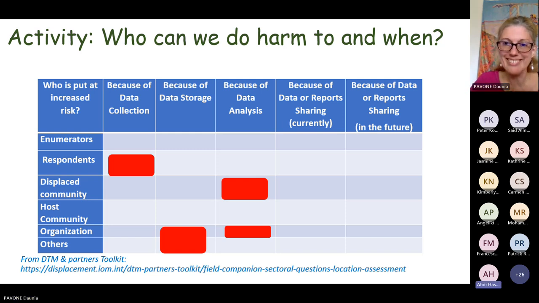Yeah, thank you. Actually, I think it's the organization and others, for example, communities, because if staff is belonging to a certain community in the field, they might be threatened as well. This kind of belonging to which community, who's taking sides on those kind of things. Excellent. Yeah. Thank you very much. I didn't think of that. Yeah. And other people are saying organizations, enumerators, and respondents.